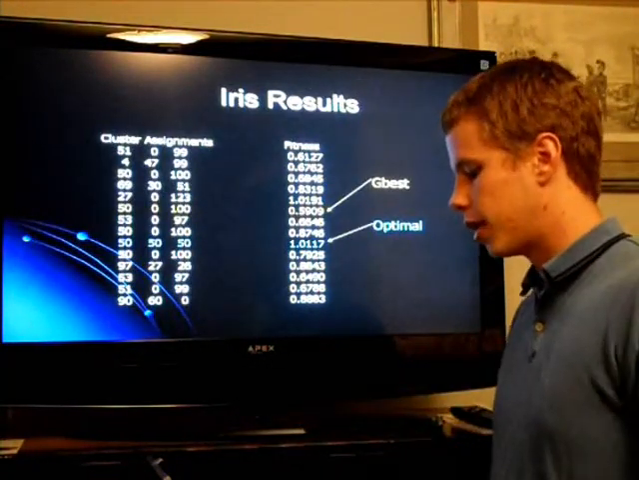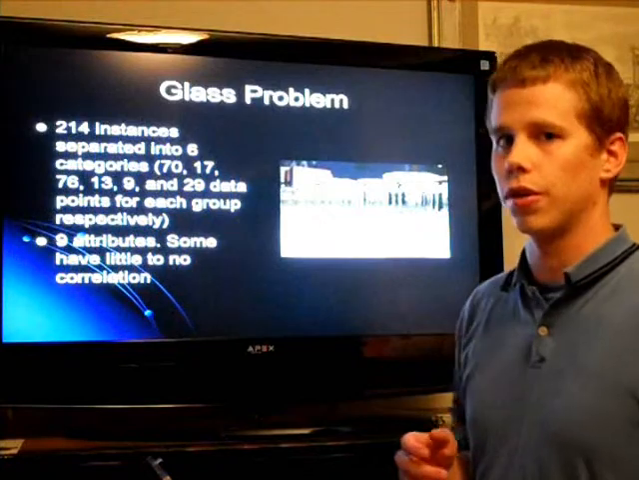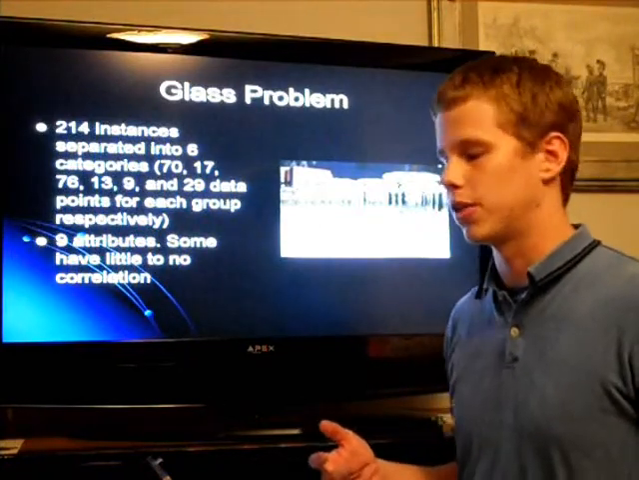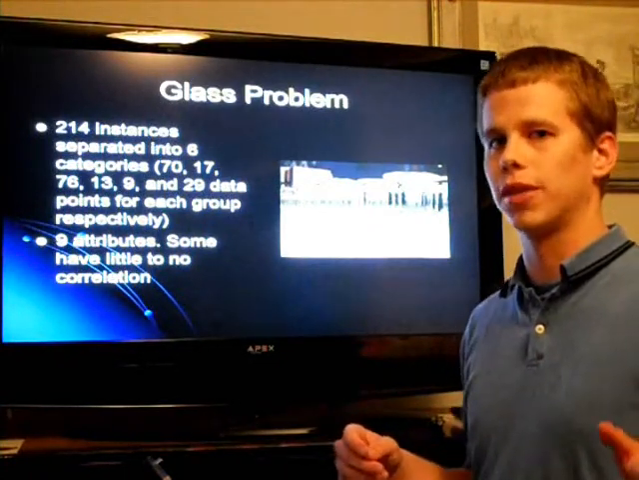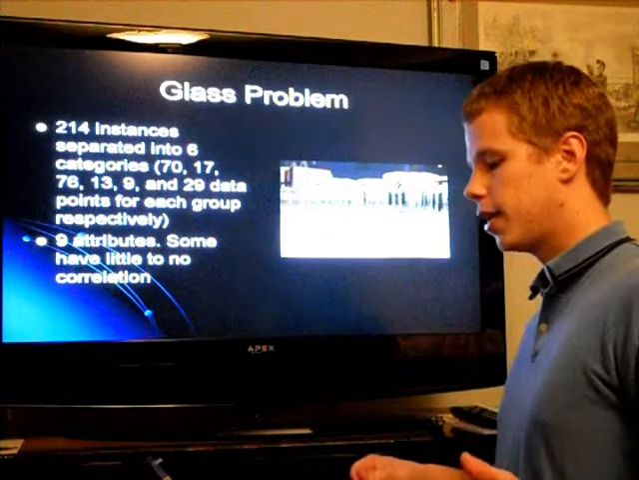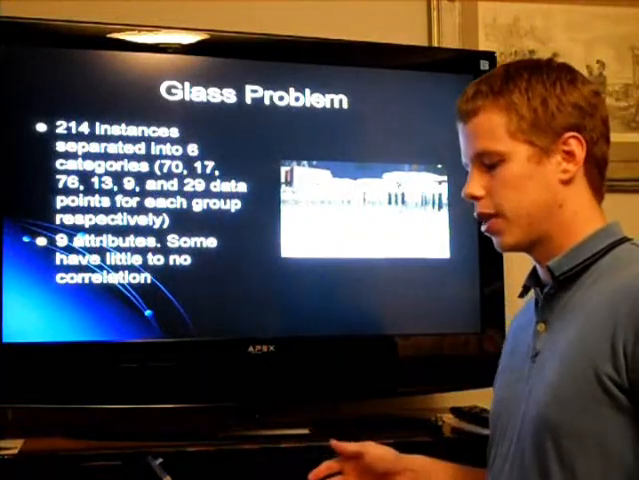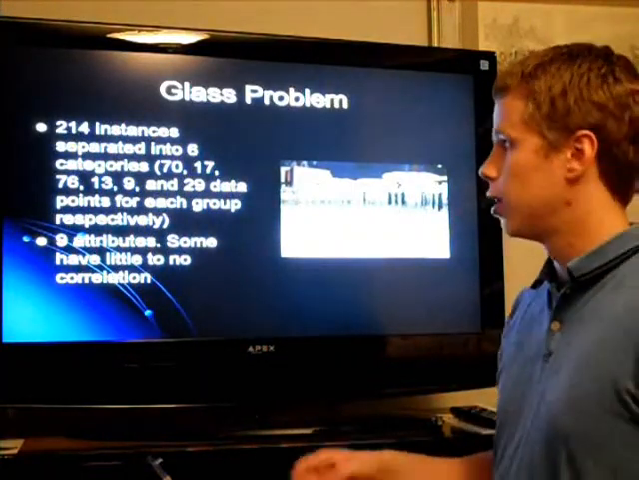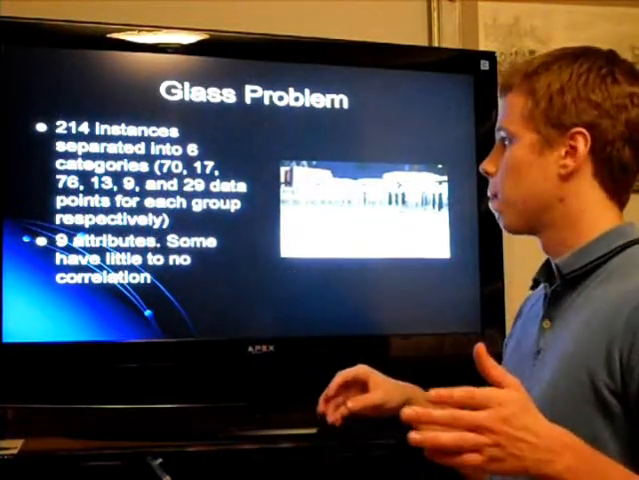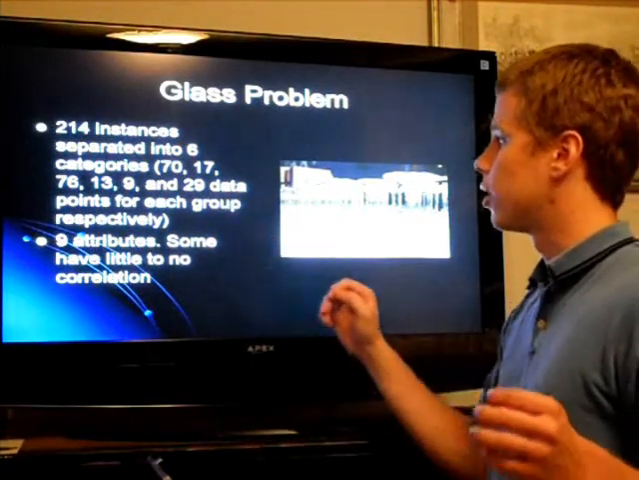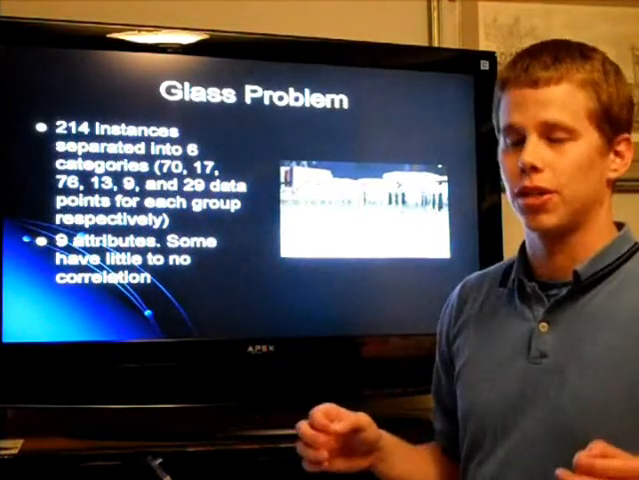But anyway, I also used it on the glass problem, which is another benchmark problem from the UCI repository. Now this one is probably more difficult than the iris problem. It has 214 instances, and they're separated into 6 categories, and they're not evenly distributed. As you can see here, one has 70, one has 9, another one has 29. And there's 9 attributes, so there's 9 dimensions these particles have to search.